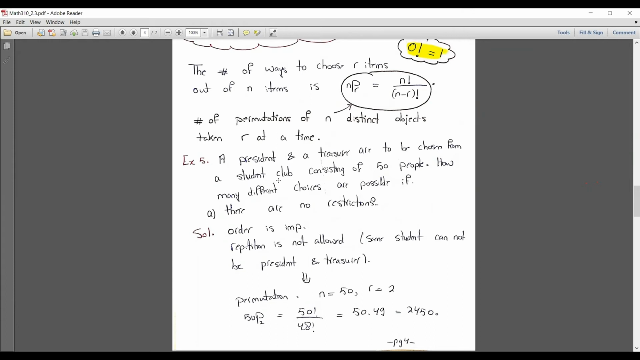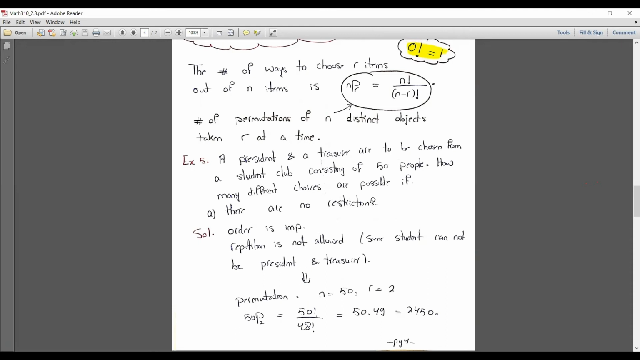Okay, guys, here we have an example. We have a president and a treasurer to be chosen from a student club consisting of 50 people. How many different choices are possible if we have no restrictions? No restrictions means that out of these 50, we're going to choose 2. Arrangement is very important here because we have 2 different positions.